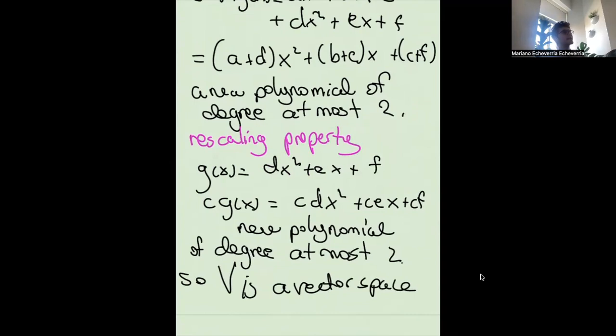Okay, so even in this case of functions, as long as it has the property that the sum continues to be inside and the rescalings continue to be inside, you would say that you're dealing with a vector space. Okay.